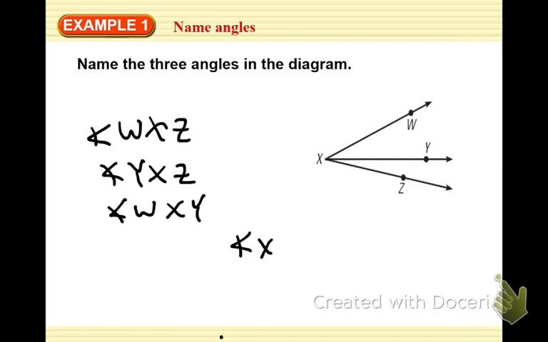How many angles have the vertex at X? Three. Which one am I talking about if I say angle X? Who knows, right? That's why, if the angle's not all by itself, we can't just use the vertex to name it. We've got to use the three points.